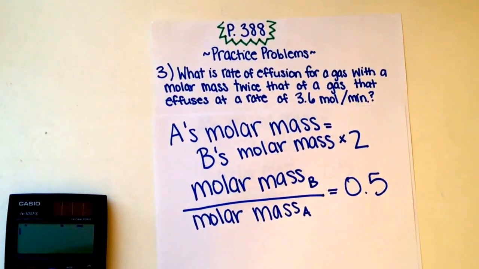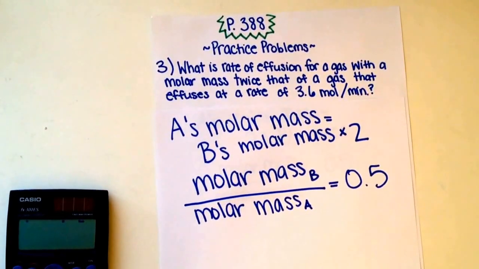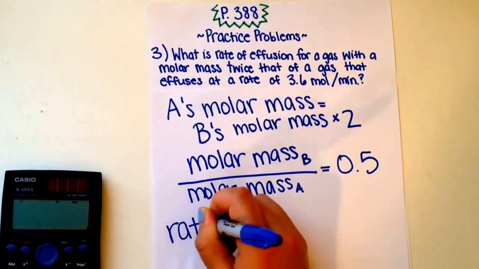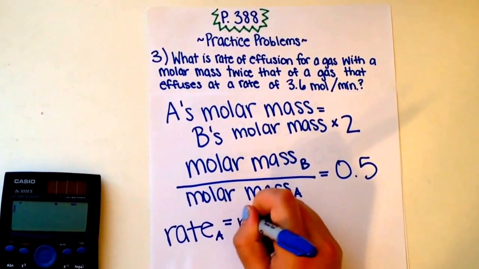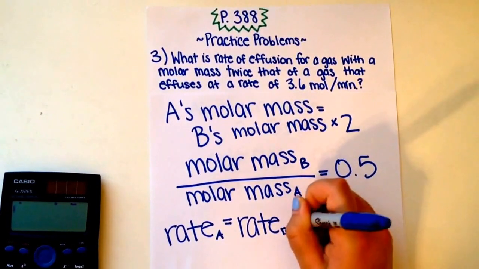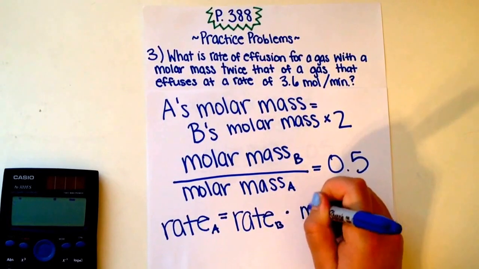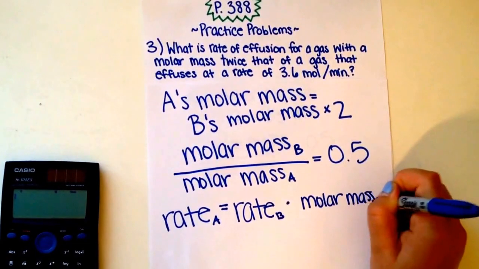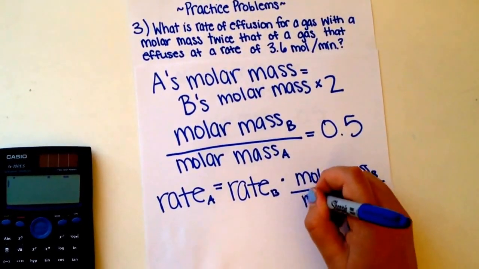The next thing we need to do is manipulate the formula to isolate the value of A. We would do this by multiplying both sides of the formula by rate B. This would give us rate A being equal to rate B times the square root of the molar mass of B divided by the molar mass of A.